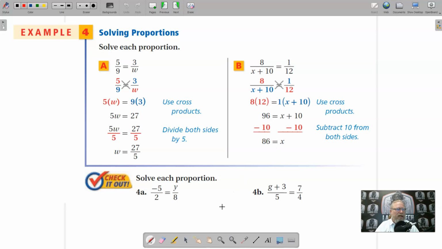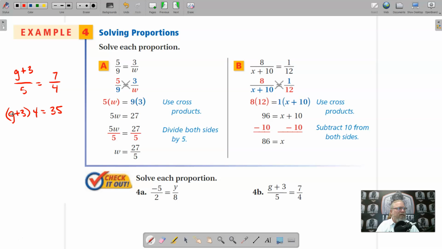We'll do one example down here. Let's go ahead and I guess we'll do 4b. It looks like the tougher one. So we have g plus 3 over 5 equals 7 over 4. So let's go ahead and multiply our extremes. G plus 3, and we're going to multiply that times 4. And 5 times 7 is 35.